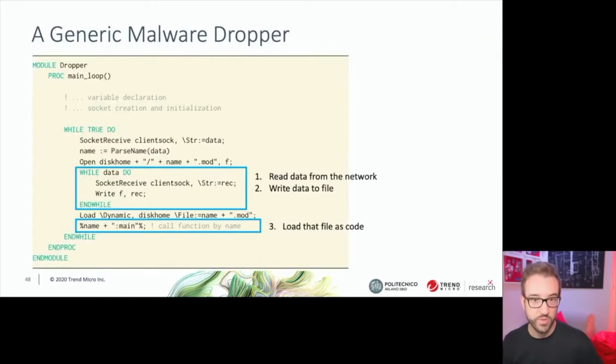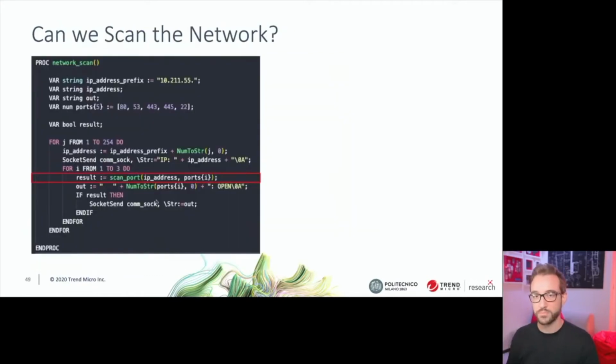So we tried to see if we could develop a generic malware dropper, and we ended up implementing one. Here is a program that reads data from the network, then writes such data onto a file, and then, using their dynamic code loading capability, loads that file and calls the main routine of that file. So it is possible to run dynamic code at runtime, which means having a malware dropper.